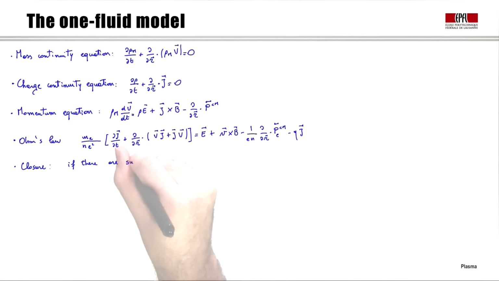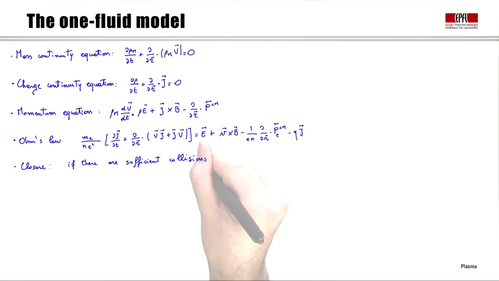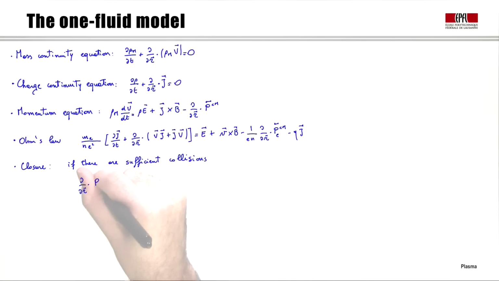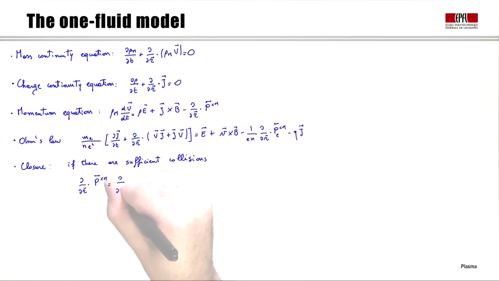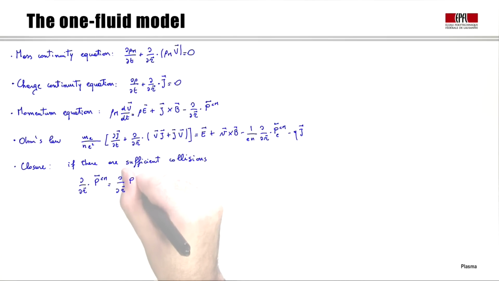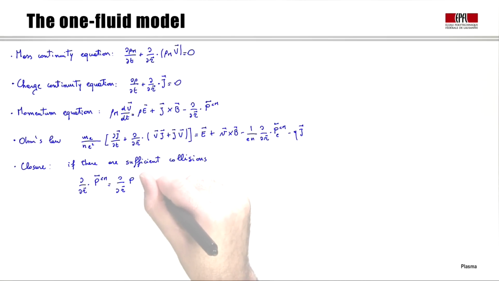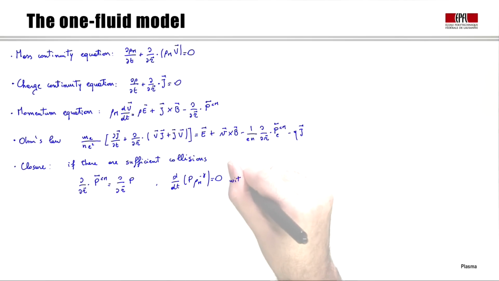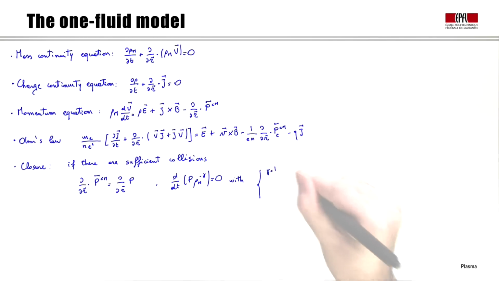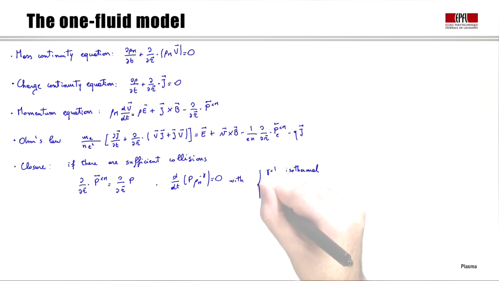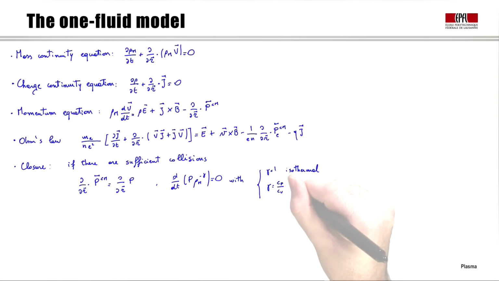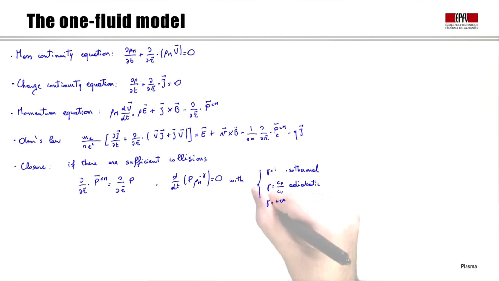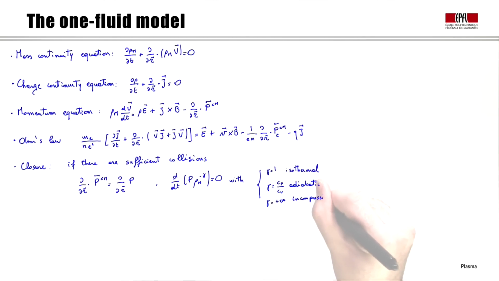For example, if there are sufficient collisions, then we can assume that the pressure tensor is actually a scalar, and therefore the divergence of the pressure tensor becomes the gradient of a scalar that we will call P, and P will be given by an equation of state law, where gamma can be equal to 1, for example, and in this case we have isothermal plasma dynamics, or can be equal to c_p over c_v for an adiabatic motion, or gamma can be equal to infinity in the case of incompressible flow.